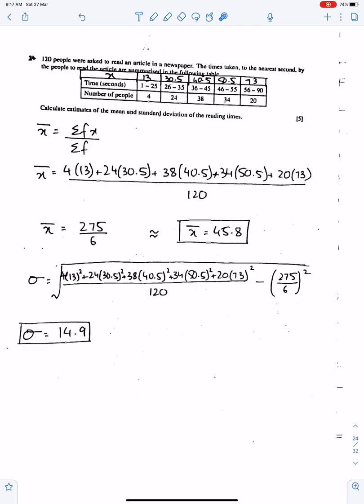So mean is sigma fx. This is f and this is x. So 4 times 13, 24 times this, 38 times this, and so on. This is the exact answer and this is the estimated answer. Make sure you will use this number in a later part.